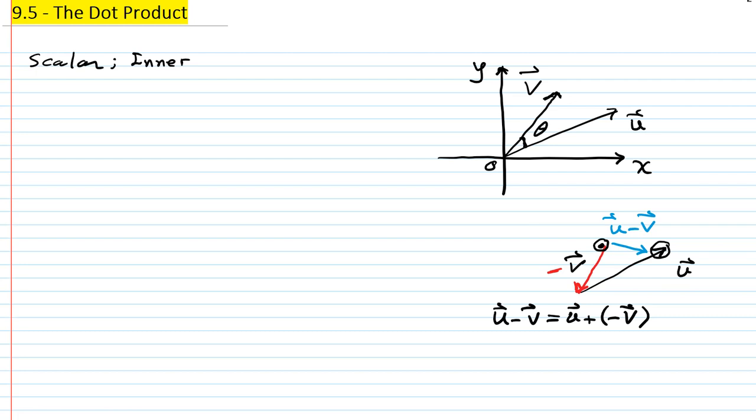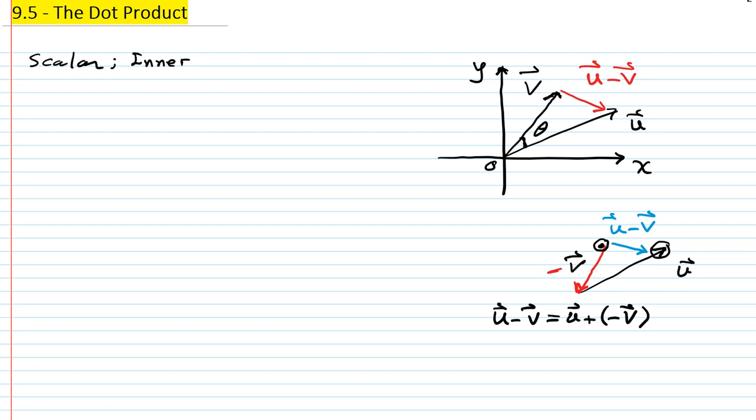Okay, so I'm just going to transfer this onto my graph up here. And there you have it. So u minus v actually extends from the tip of v, that would be the initial point, to the tip of u, the terminal point. And there we have it. So far, no mention of dot products.